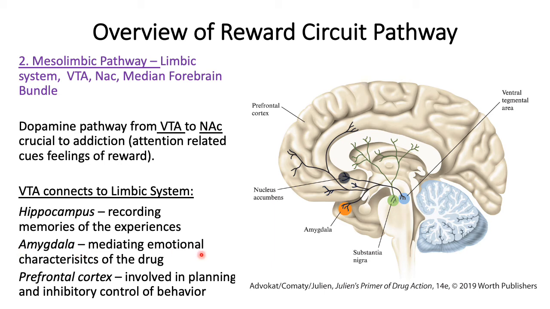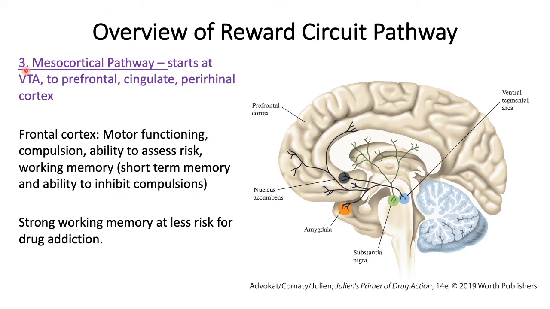With the amygdala, you are mediating the emotional characteristics of the drug. So how does it make you feel? The amygdala is manipulated because that memory of how it made you feel is there. And the prefrontal cortex is involved in planning and inhibitory control of behavior. So with the frontal cortex, you can plan, where's the drug at? Where can I find it? And since it's involved in inhibition or impulse control, people who are addicted tend to be more impulsive. They don't have control over their own impulses, or not as much control.